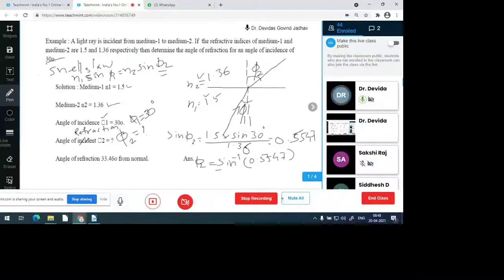And what is the answer? The answer is 33.46 degrees. Is it correct? So this is our first problem.